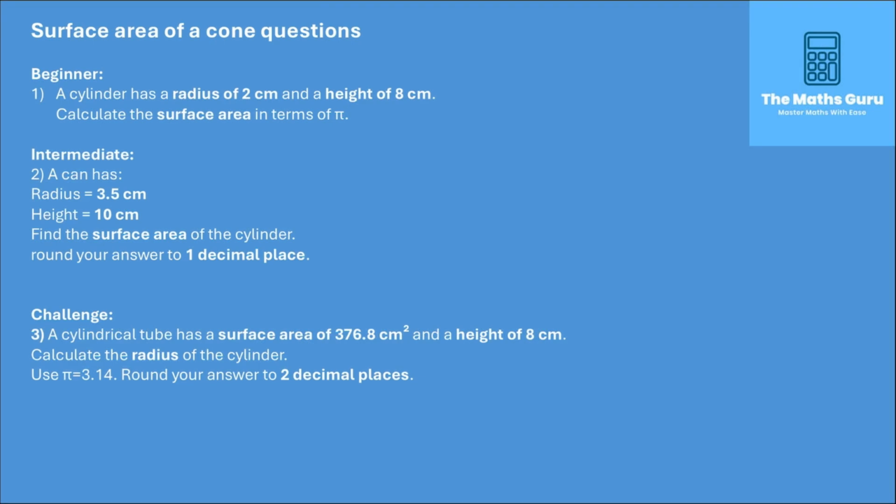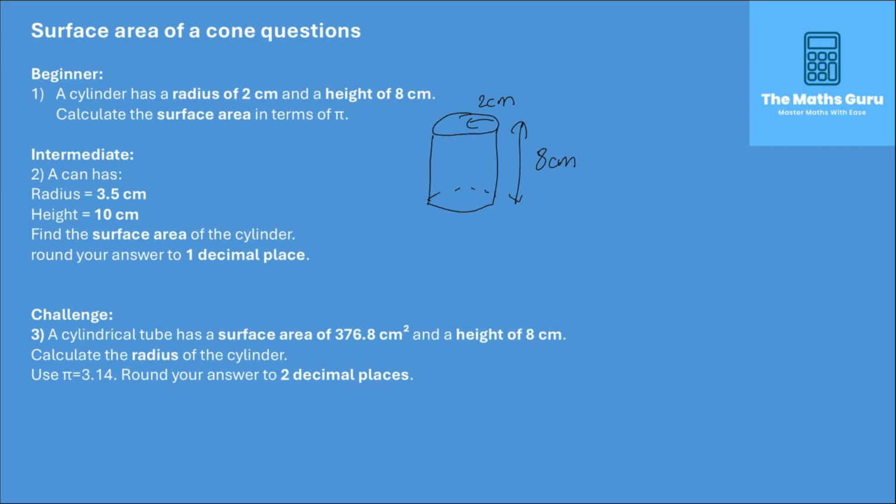Okay, now to take a look at some questions, and we're going to start off with surface area. A cylinder has a radius of 2 centimeters and a height of 8 centimeters. Calculate the surface area and leave your answer in terms of pi.